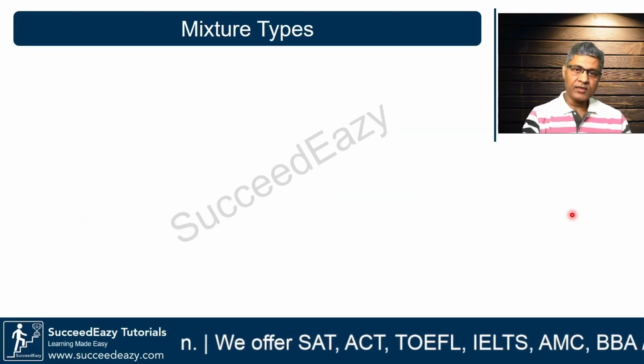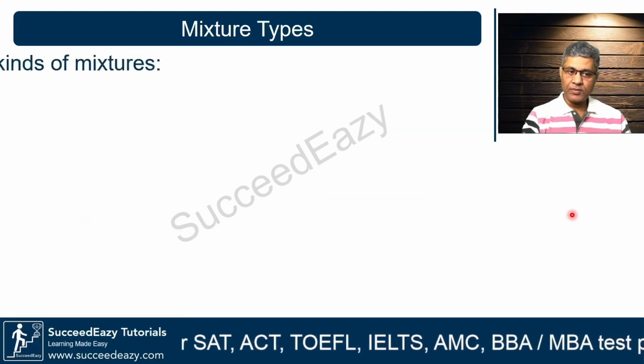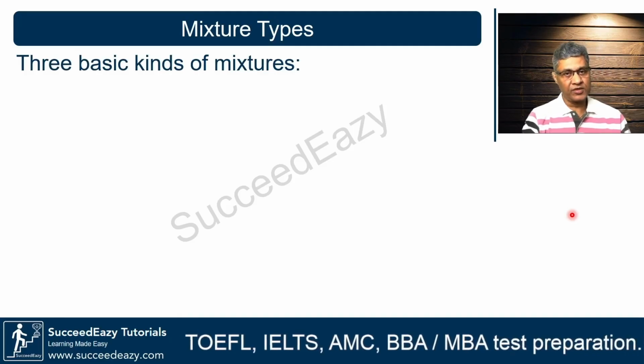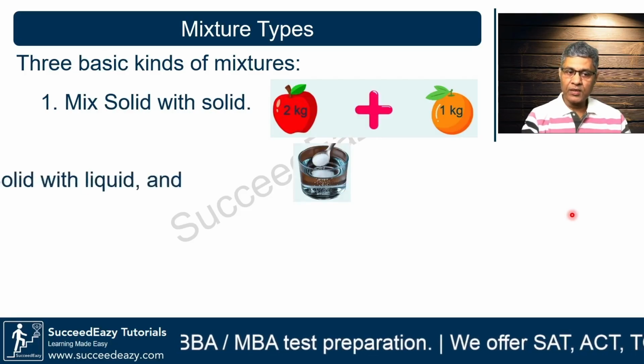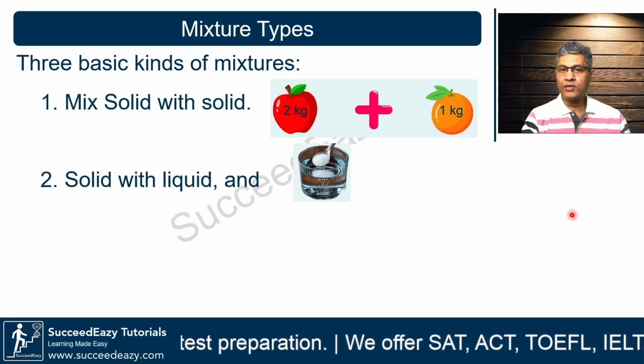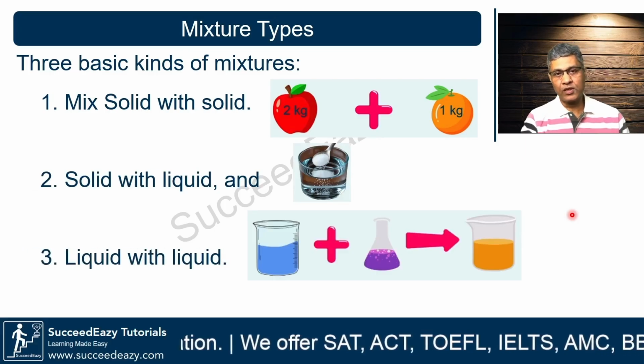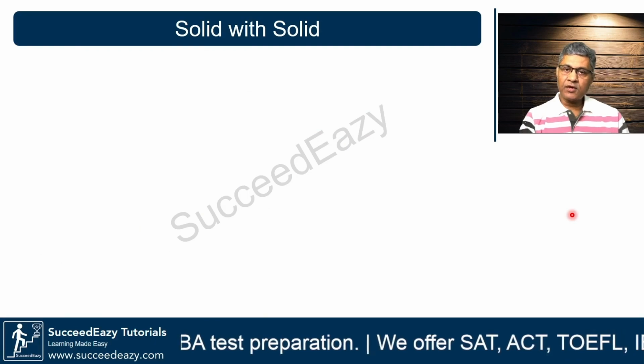Let us now understand the various mixture types. So basically, there are three kinds of mixtures. One, you mix solid with solid. Two, you mix solid with liquid. And three, you mix liquid with liquid. Let's first discuss mixing of solid with solid.